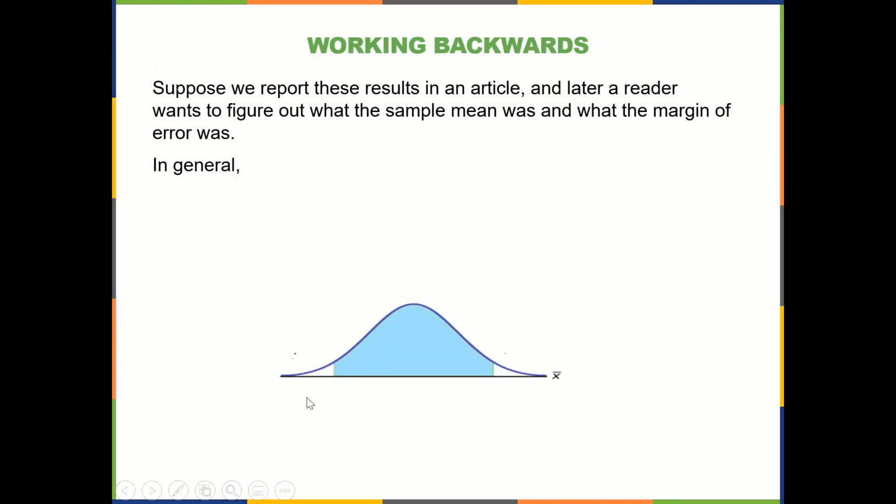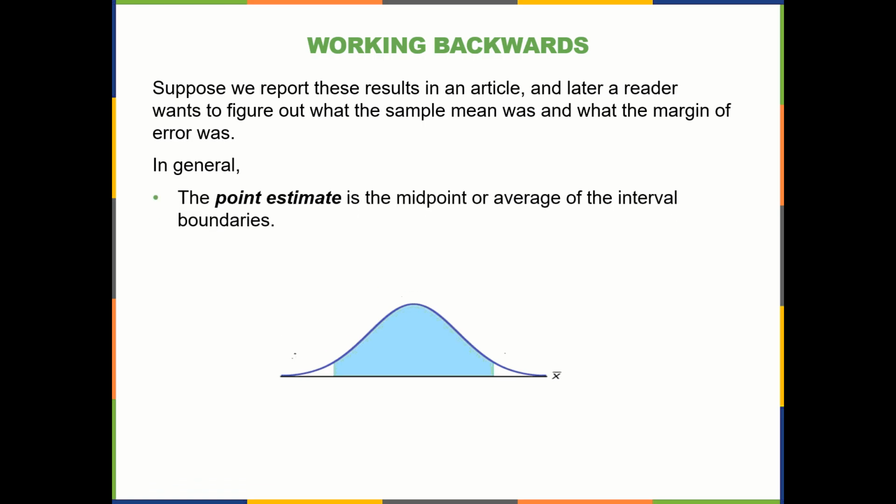Suppose we report these results in an article and later a reader wants to figure out what the sample mean was and what the margin of error was. In other words, we only gave the actual interval, not the original sample mean and margin of error. So we can work backwards from the boundaries.